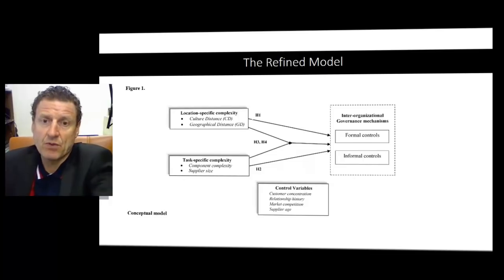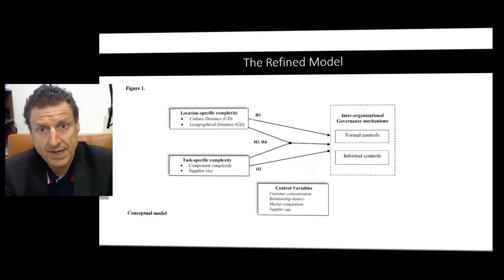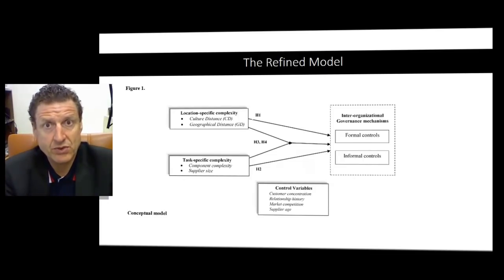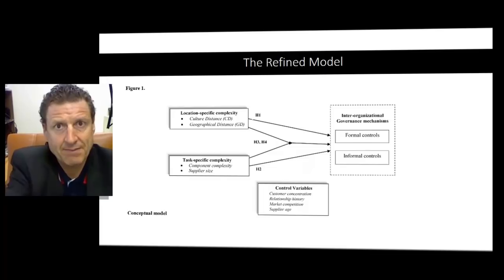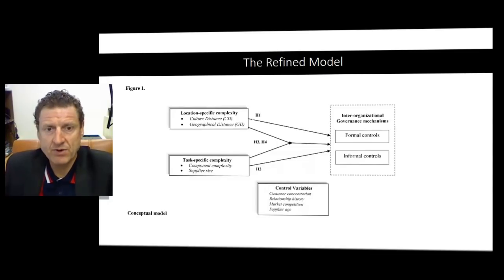Now, I want you to take a close look at the dependent variables, because what we're going to do now is go to a literature review in the supply chain literature to find out, have studies looked at geographical distance or culture distance in relation to some kind of control variable. So let's have a look, shall we?